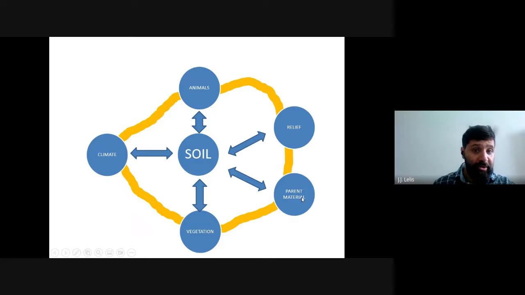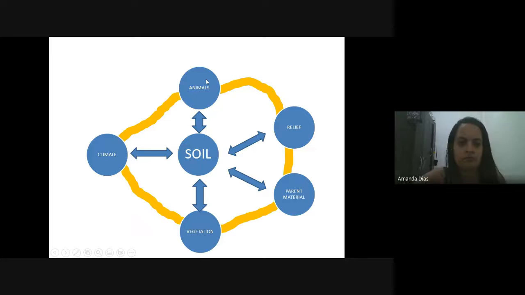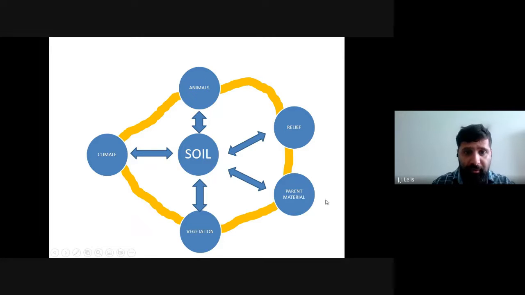formation factors, and the soil formation factors are climate, vegetation and animals acting as organisms, the parent material, and relief. And all these soil formation factors are linked by time. And time is a key soil formation factor to us because we are discussing paleosols.